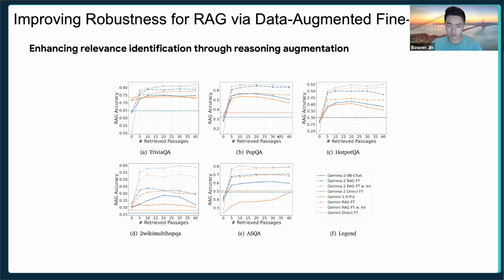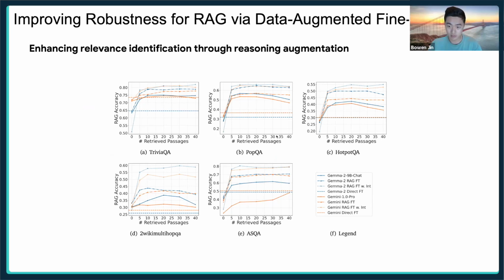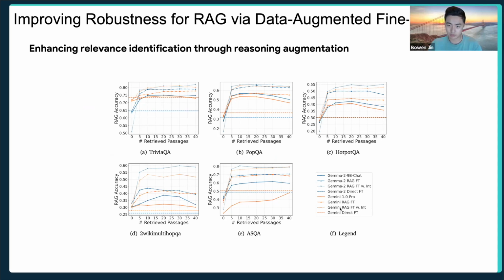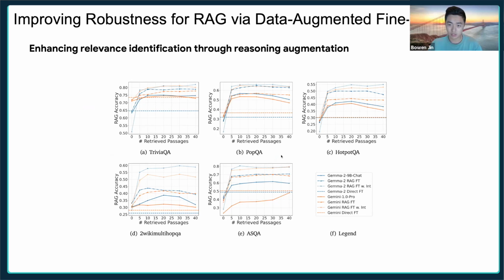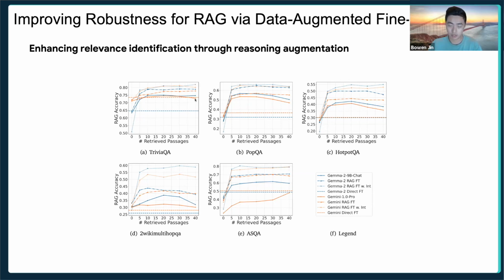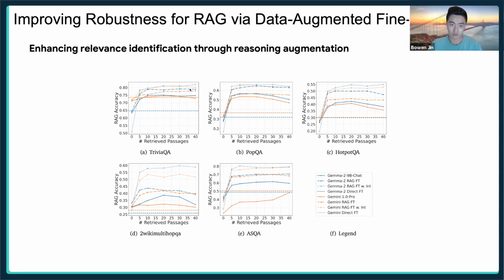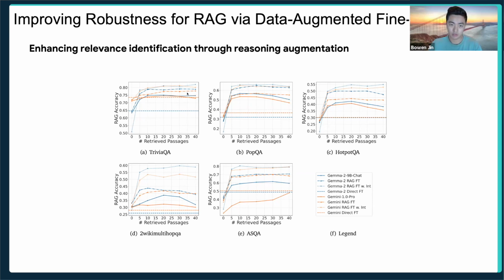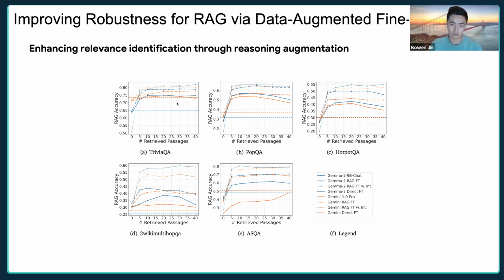So we show the results here on different data sets, and we try two kinds of base models, Gemma 2 and Gemini, and we also show the result of Mistral in our appendix. We can see that after this kind of RAG fine-tuning with an intermediate reasoning step, we get much improved performance compared with the implicit RAG fine-tuning, and it also significantly outperforms RAG without any RAG-specific tuning, and the direct fine-tuning baseline.